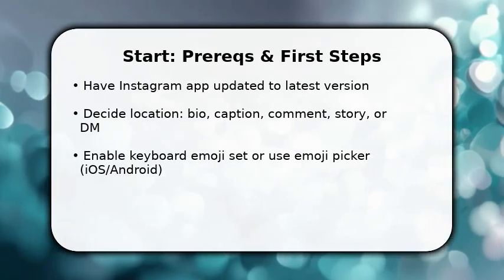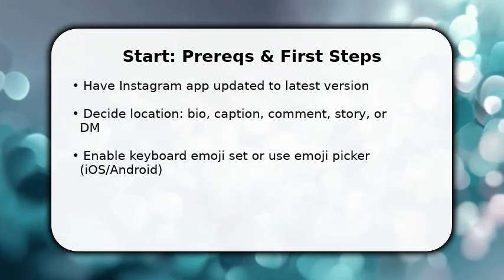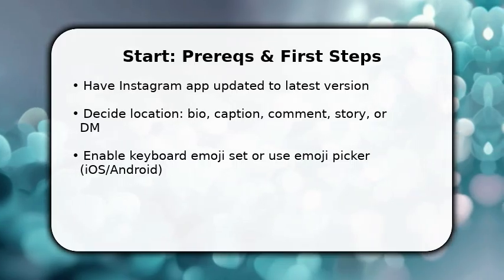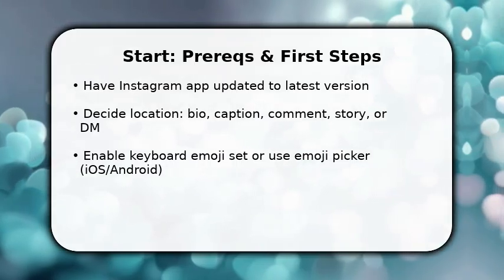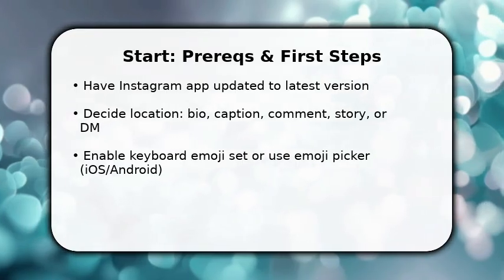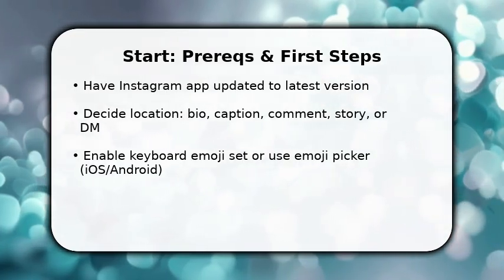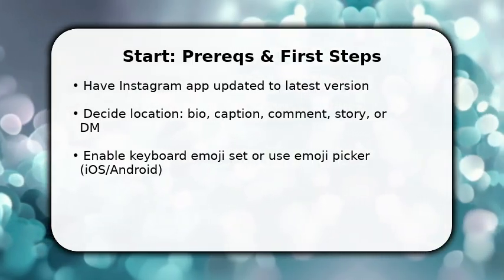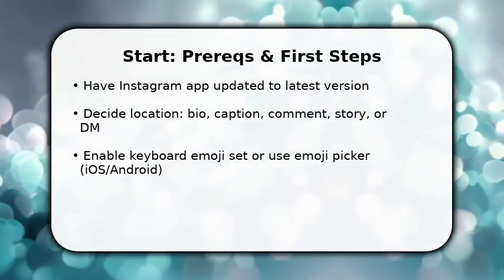You already have the app and keyboard ready. First, pick where the fire heart will appear: bio, caption, comment, story sticker, or DM. Once chosen, open that field and bring up the emoji keyboard. On iOS, tap the globe. On Android, tap the emoji icon. If you use a custom keyboard or third-party emoji, make sure it supports the fire heart design.